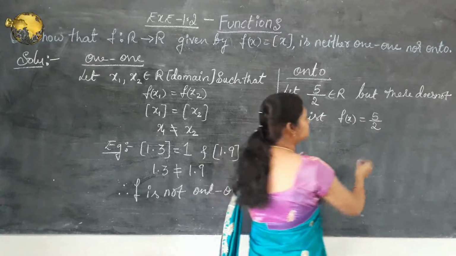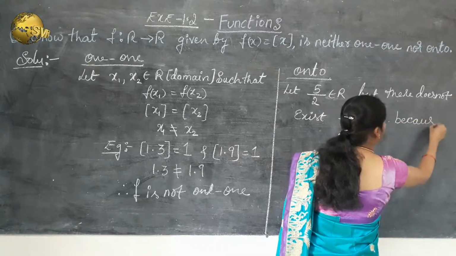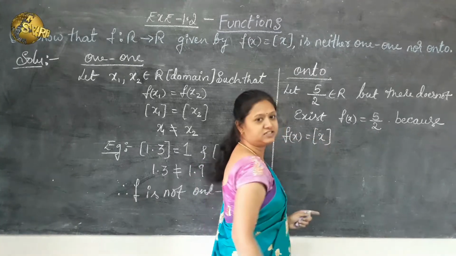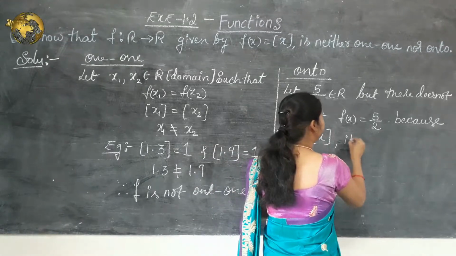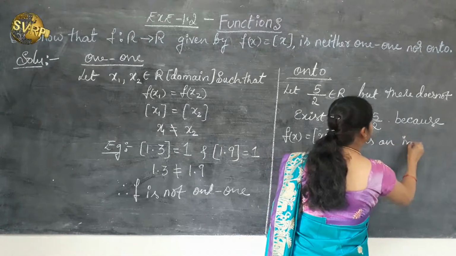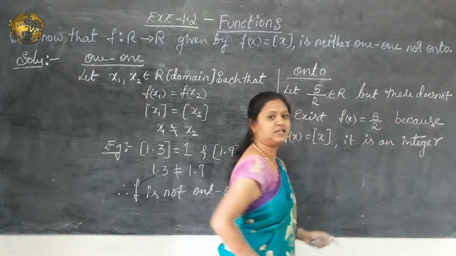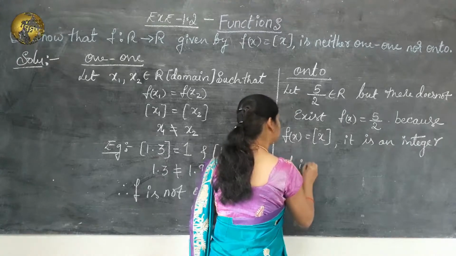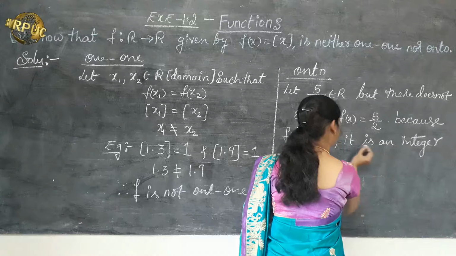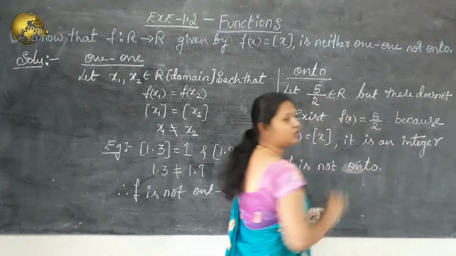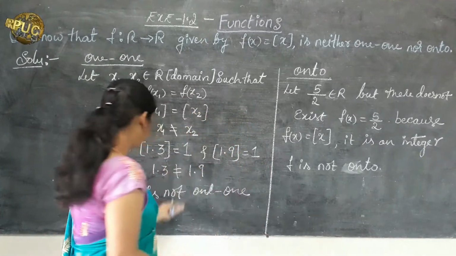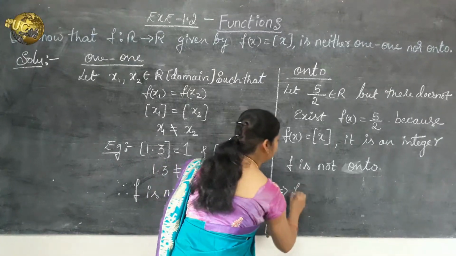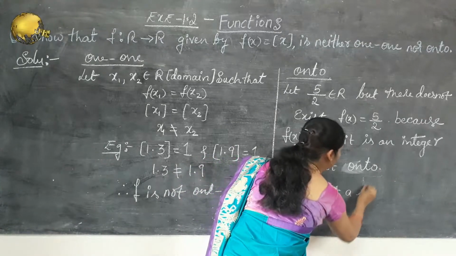Okay, let us write the reason. What is the reason? Because f of x is a greatest integer function and it is an integer. It cannot be a fraction. So what can I conclude from this? f is not onto. f is not an onto function. So the greatest integer function is neither one-one nor onto. So what can I exactly conclude from this? I can conclude that f is not a bijective function.